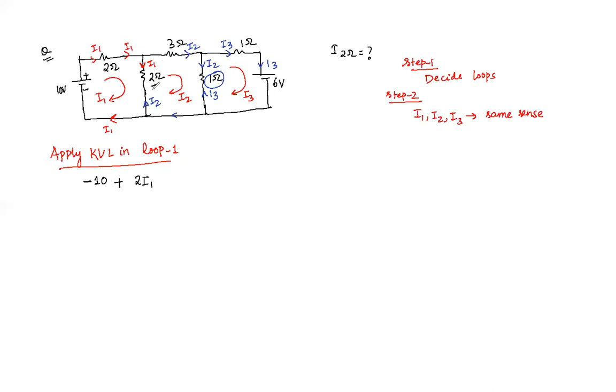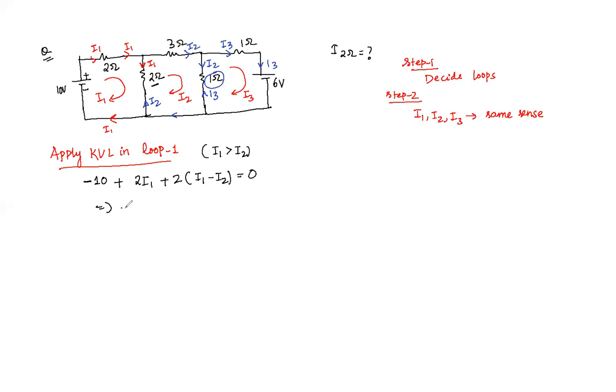But in which loop am I now? I am doing it for loop 1. So in that case, we have to assume I1 is greater than I2. Similarly, if I am in loop 2, I have to assume I2 is greater than I3. So similarly, we have to do it. So it is plus 2I1, then plus 2 into (I1 minus I2) is equal to 0.